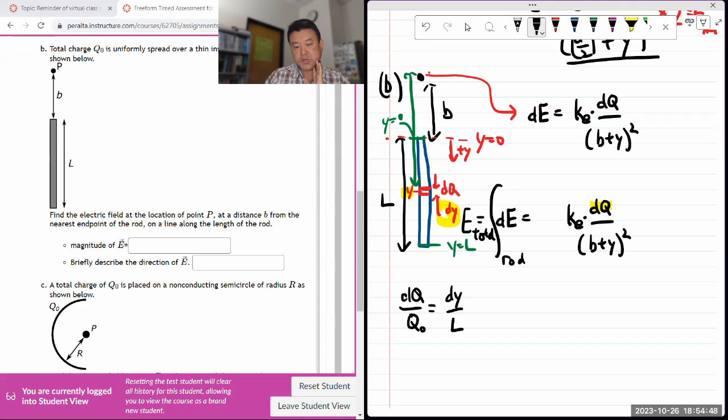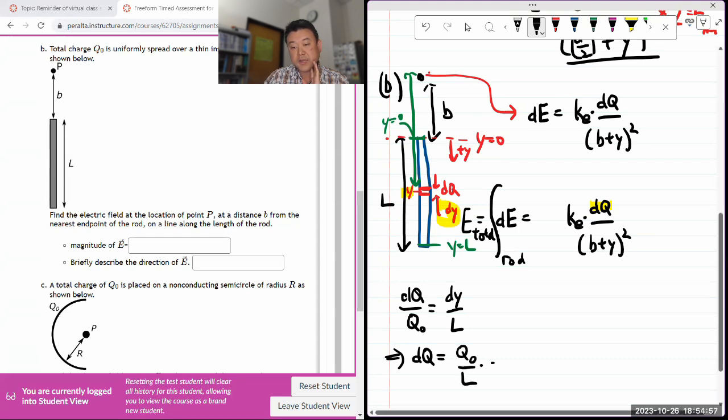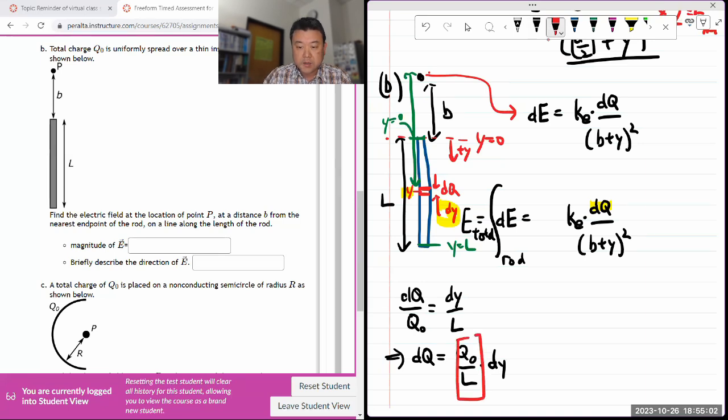Once you have that expression, then you can rewrite it: the infinitesimal amount of charge is equal to Q naught over L times dy. You can also think of this as the linear charge density, lambda. So linear charge density times the length would give you the infinitesimal amount of charge. Let me replace that portion of the expression with that. dq is going to become Q naught over L times dy.